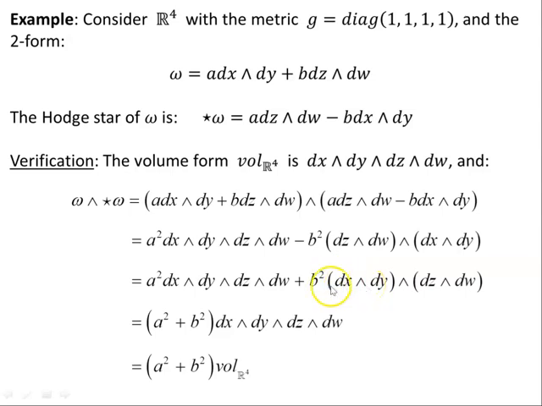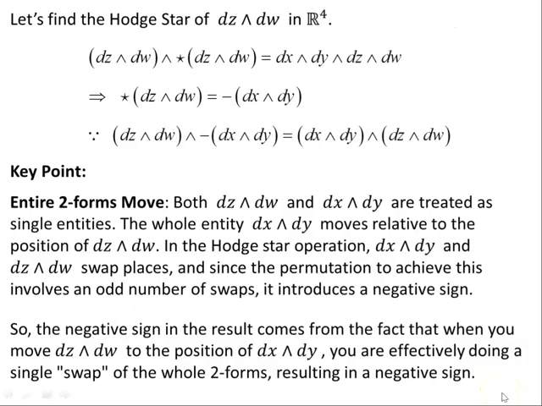All right. Doing that, we've now got, we can now take out the common volume form factor, dx wedge dy wedge dz wedge dw, and we have a squared plus b squared in parentheses. So this gives us a squared plus b squared in parentheses times the volume form in R4. All right, let's keep going.